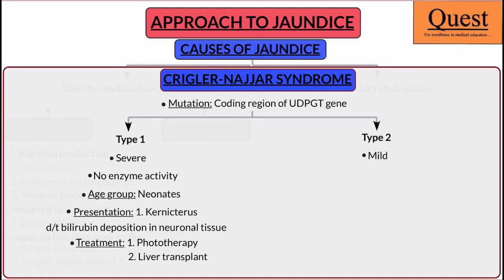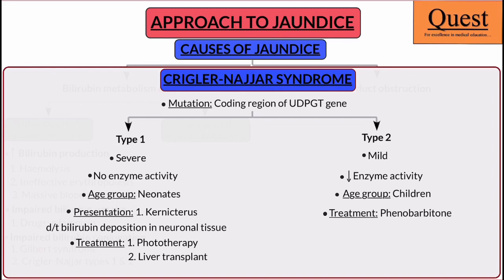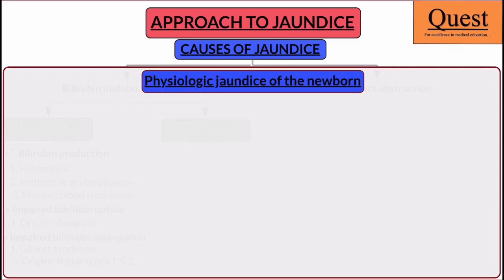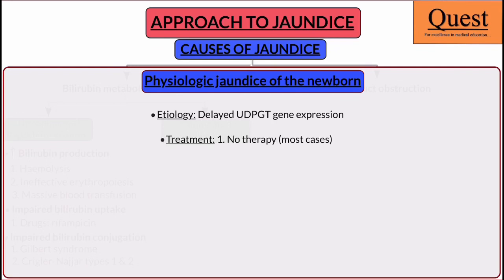The milder version, that is type 2 Crigler-Najjar, is when there is a decrease in the activity of the enzyme and patients present in childhood. The drug of choice here is phenobarbital because it increases the enzyme activity. Finally, the physiologic jaundice of newborns is also because of a delayed expression of the UDPGT gene. Most of these patients might not require therapy because the jaundice is short-lasting, but since it is in the neonatal age group, phototherapy might sometimes be required to prevent kernicterus.